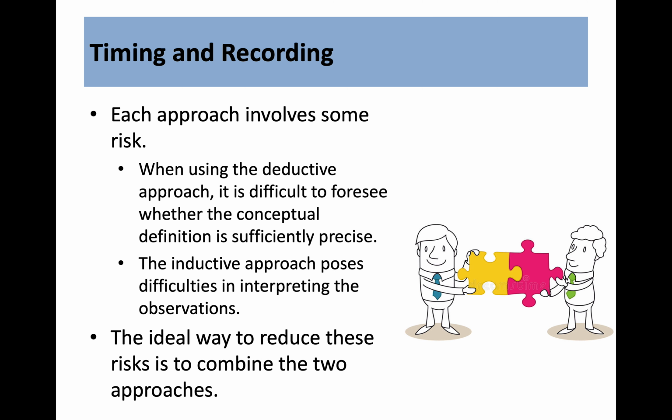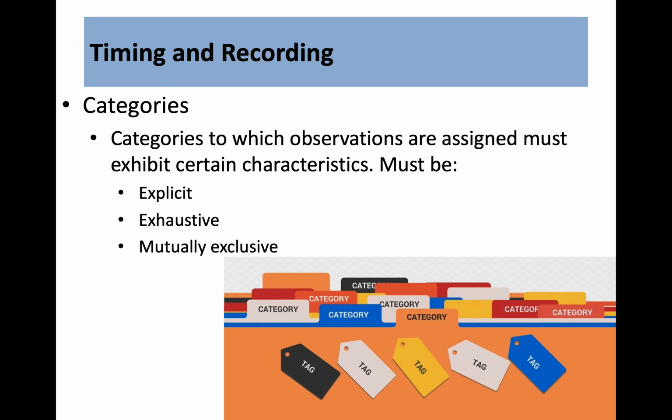Each approach involves some risk. When using the deductive approach, it is difficult to foresee whether the conceptual definition is sufficiently precise. The inductive approach poses difficulties in interpreting the observation. The ideal way to reduce these risks is to combine the two approaches. Categories to which observations are assigned must exhibit certain characteristics. They must be explicit, they must be exhaustive, and they must be mutually exclusive.